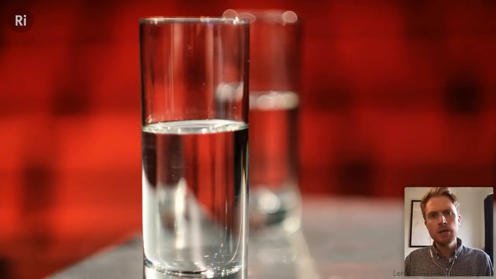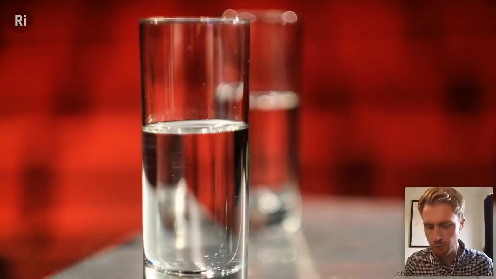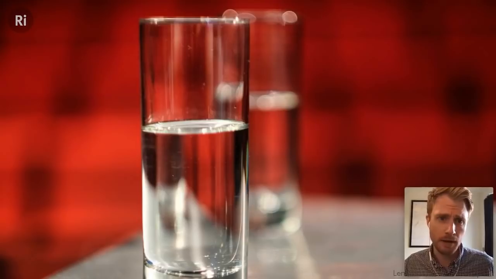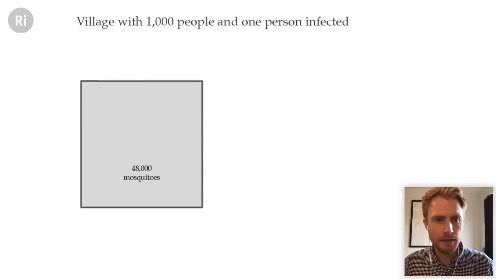And to show the logic of why that common perceived wisdom was flawed, he constructed a simple mathematical model of transmission. Essentially, his model was just laying out a hypothetical situation and working through the logic of what might happen. And he said, let's start with a situation where you have a village, there's 1,000 people, and one of them is infected with malaria. And in his hypothetical outbreak, he said, let's suppose that there's 48,000 mosquitoes in that village.